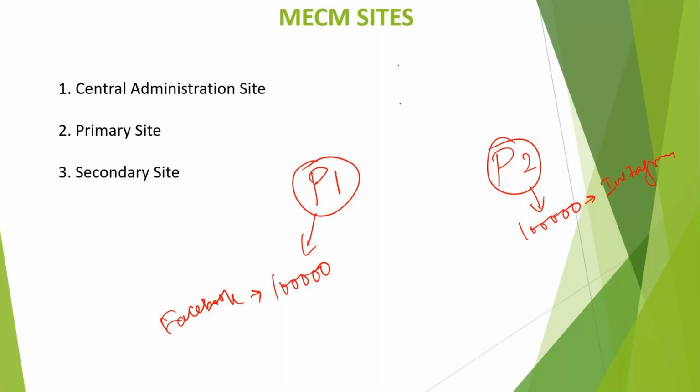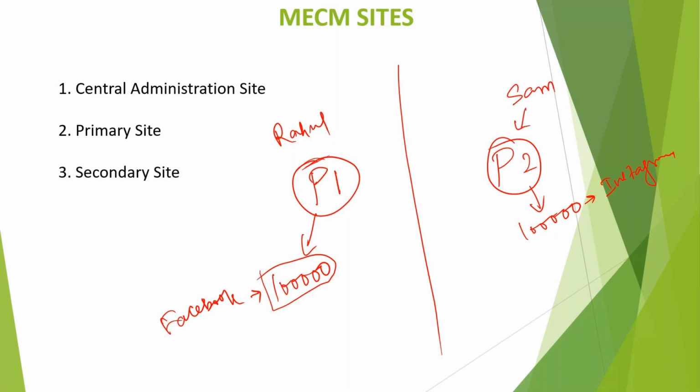Now, either you manage them separately, with one administrator, for example, Rahul managing primary site one and working on these 100,000 devices through primary site one, and let's say Sam working on primary site two, managing those 100,000 devices. So separately, you can manage them. Rahul will be responsible for P1 and Sam will be responsible for P2.